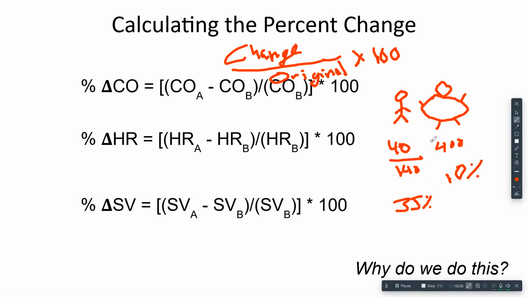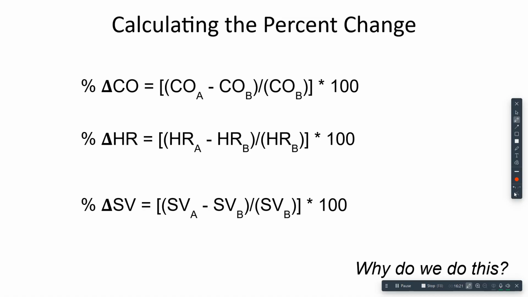Even though they lost the same amount of weight, 40 pounds, 40 out of 400 was less significant than 40 out of 140. So doing this percent change lets us figure out the significance of the change that occurred. And I can do it for cardiac output, heart rate, stroke volume. I can do it for others too, but these are the three biggies. And all I'm doing here is figuring out the change, dividing the change by the original, and then because it's a percent, I times it by 100.